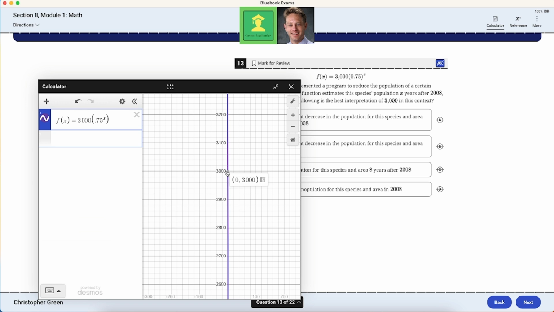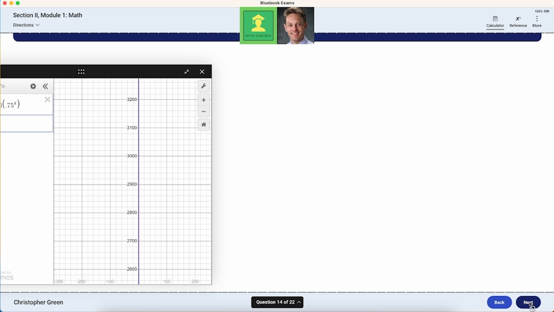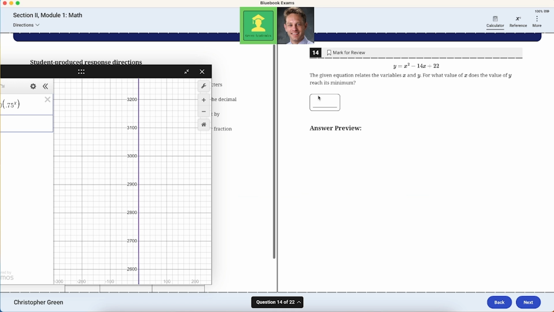So when you put in 0 as X, you of course get 0.75 to the 0, which is 1, times 3000 is 3000. So you have the point (0, 3000), which is the y-intercept, which is effectively the starting point. And it tells you that since it's years after 2008, the meaning of 0 as X is simply the year 2008. So in 2008, the population was 3000, which should be the estimated initial population for the species and area in 2000. I'm sorry, I meant to say in 2008.